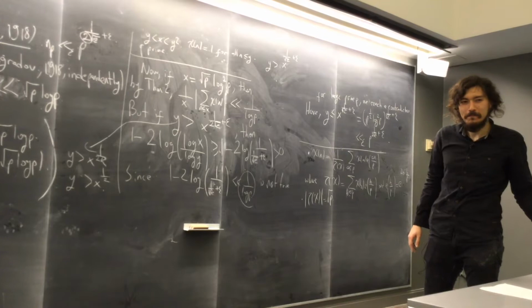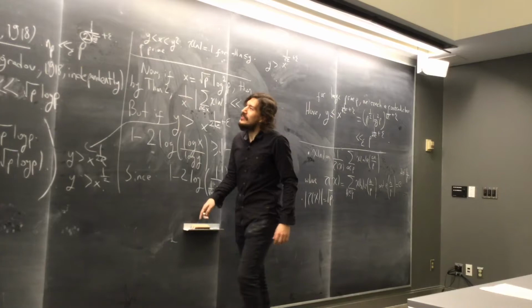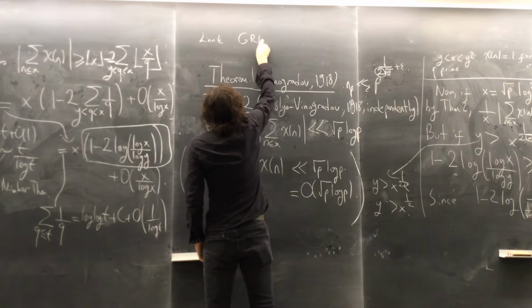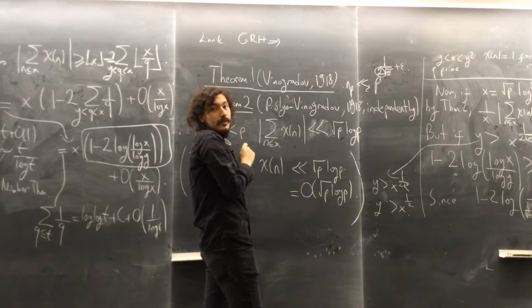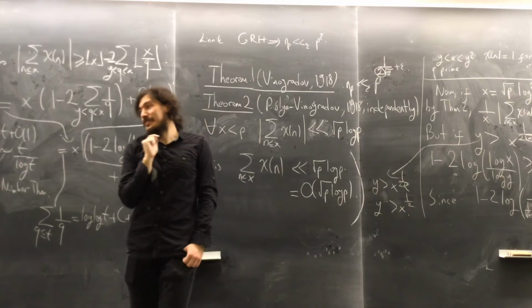So what do we know under the Riemann hypothesis? On GRH, so not only the Riemann hypothesis, but the generalized Riemann hypothesis, we know NP is bounded by P to the epsilon. So Vinogradov's conjecture is true on GRH. What is GRH?